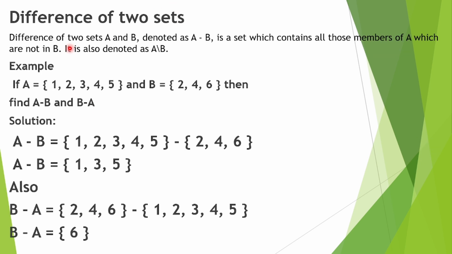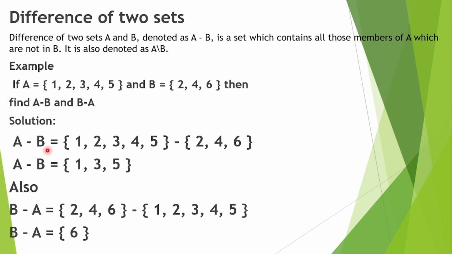Difference of two sets. The difference of two sets A and B, denoted as A difference B, is a set which contains all those members of A which are not in B. This symbol is the backslash symbol. So in sets it is called A difference B, and this symbol is used for difference. For example, if A is equal to {1, 2, 3, 4, 5} and B is equal to {2, 4, 6}, then find A difference B and B difference A.